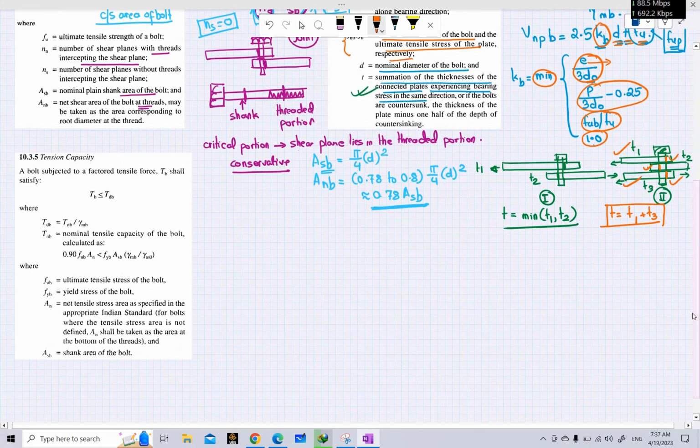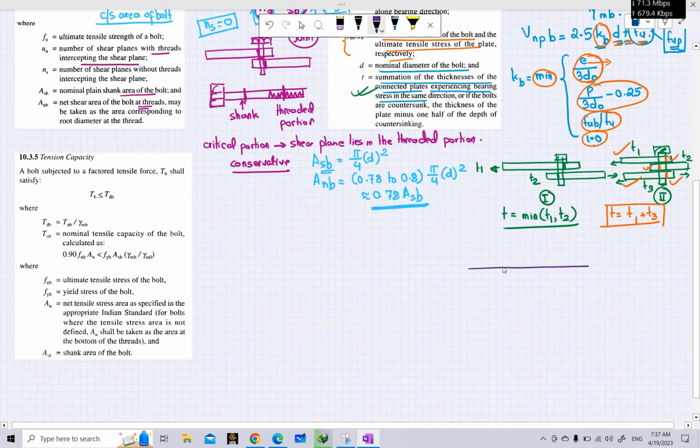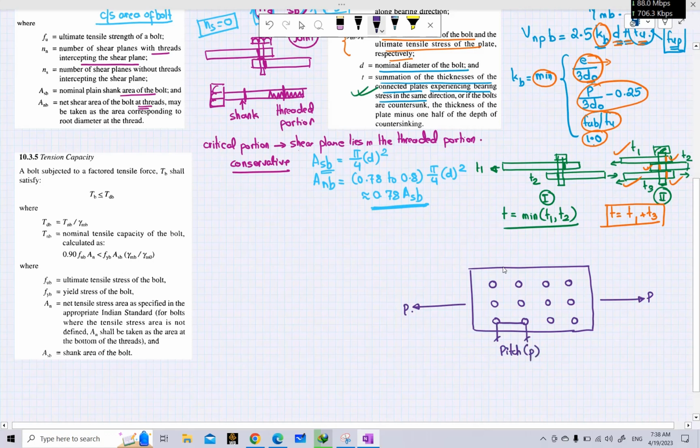For example, let us see a plate which has more than one line of bolts. Since one bolt may not be sufficient always to connect the plates, let us see one plate with multiple lines of bolts. 1, 2, 3, 4, 1, 2, 3, 4, and 1, 2, 3, 4. Let us consider that the forces are being acted in this direction here. So now the distance between these two consecutive bolts in the direction of the force, we call this distance as pitch distance, which is represented by p.